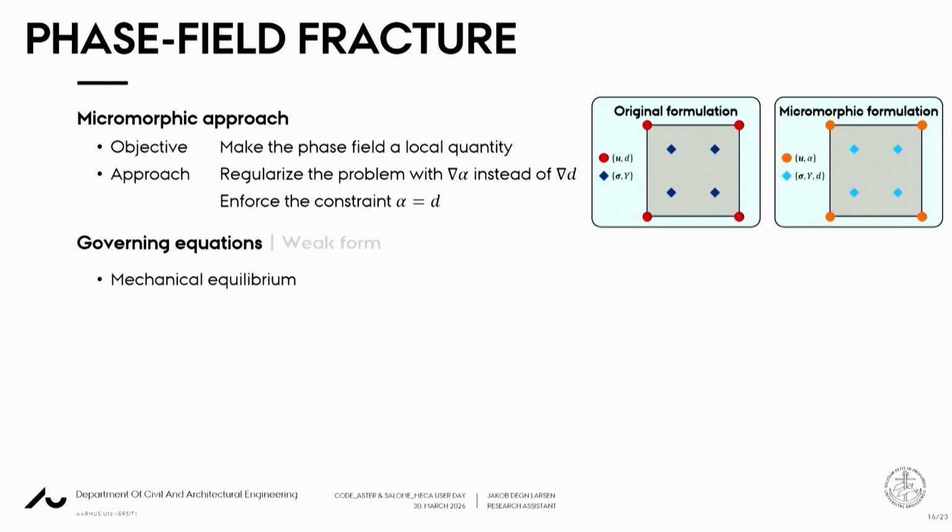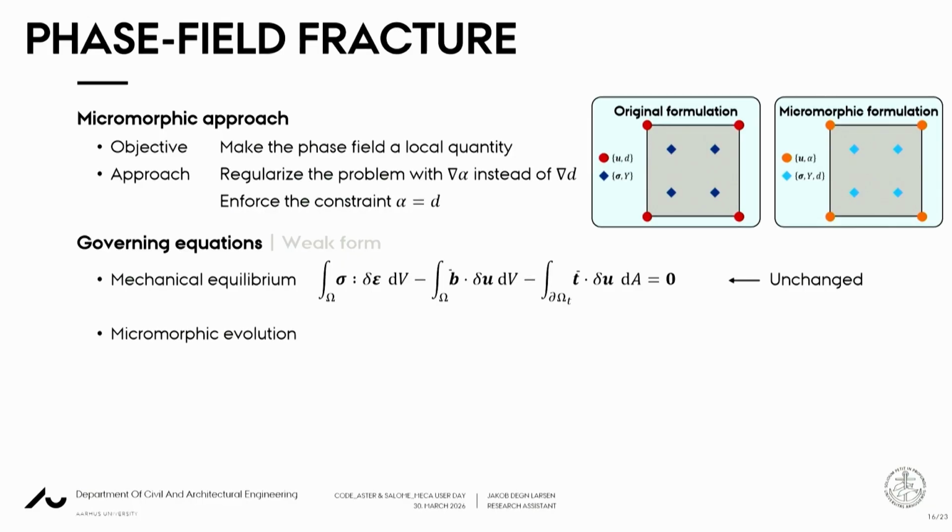We still have the mechanical equilibrium equation, which is unchanged from our previous formulation. But now, instead of a damage evolution equation, we have a micromorphic evolution equation. And this is a new equation that we need to solve. The structure is not really the same as before. The first part is similar to the gradient term we had before. And the second integral is because we have this constraint that we enforce alpha to be equal to d.